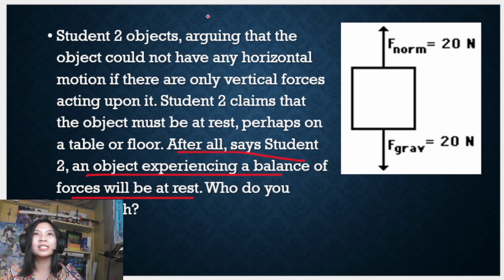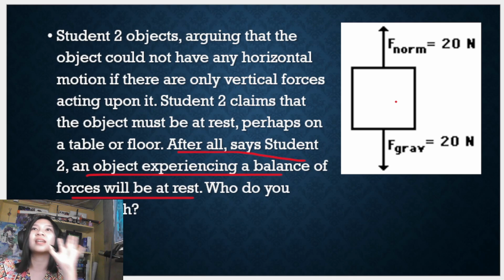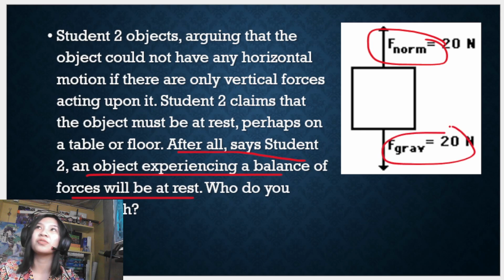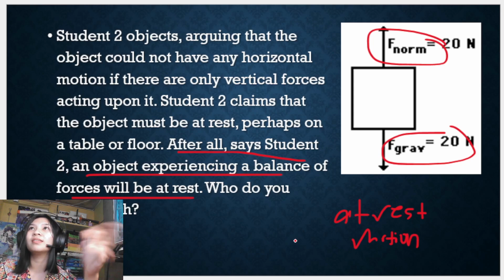And that is because if katong point ni student 1 na if in-neglect nato si friction and si air resistance na pwede mo act sa horizontal plane or sa horizontal axis sa ato ang free body diagram, then kanila may mabilin sa iyahang forces. Student 1 is right, no? So pwede siya at rest, pwede po siya in motion. Okay. So student 1 is right.